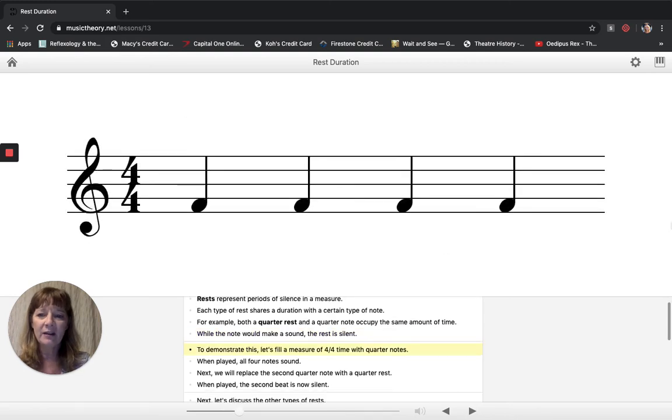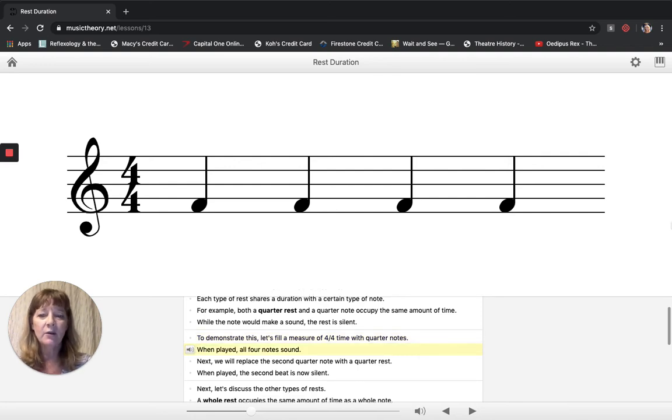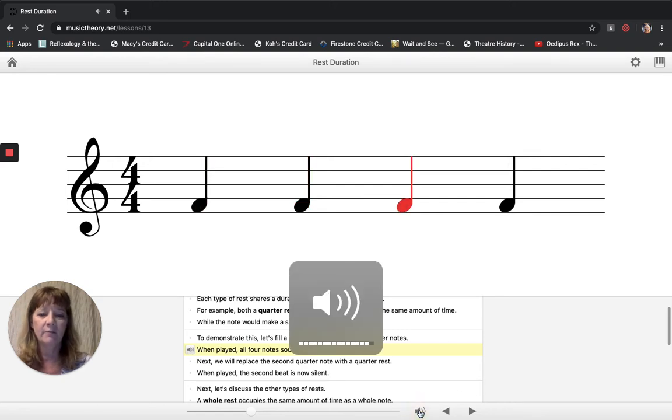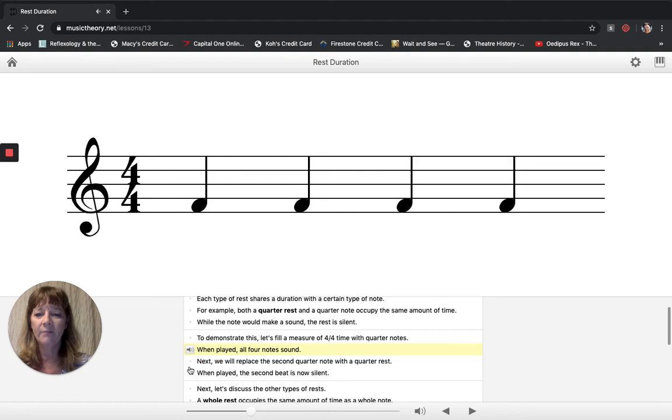So to demonstrate this, let's look at a full measure of 4/4 time with quarter notes, okay? If I were to sing this, it would be la, la, la, la. That's what it sounds like when I play all the notes. I can play it for you. Okay, but you can see that it would be la, la, la, la.